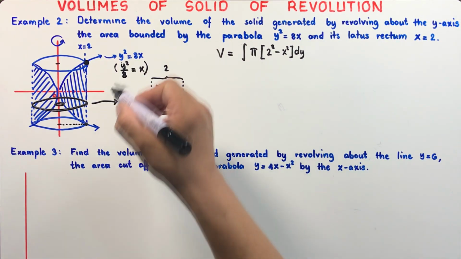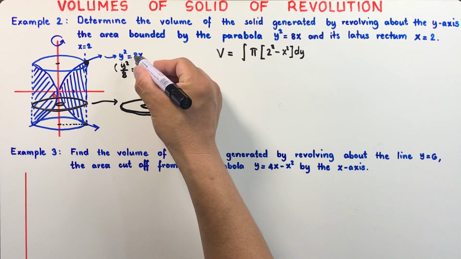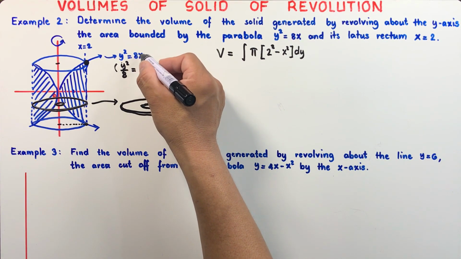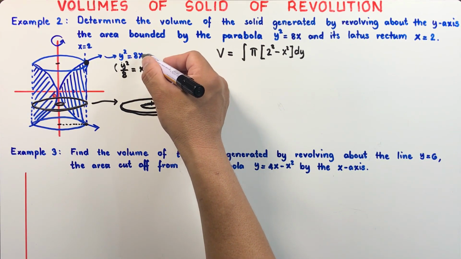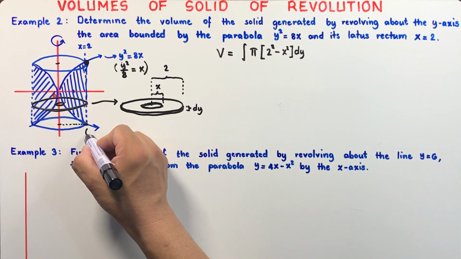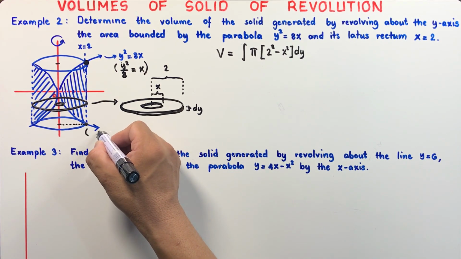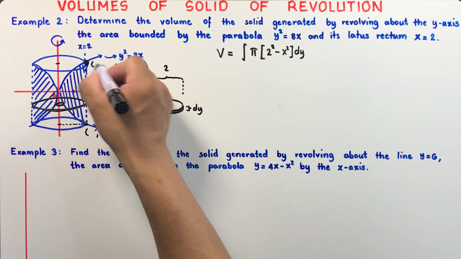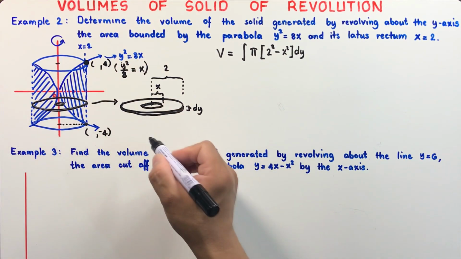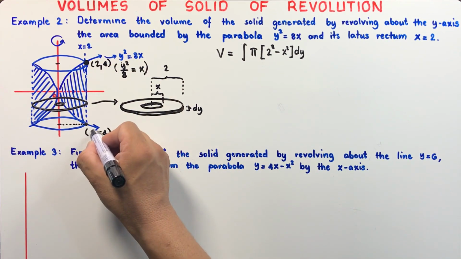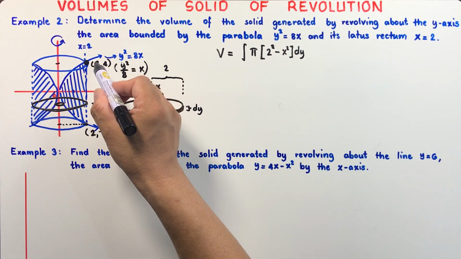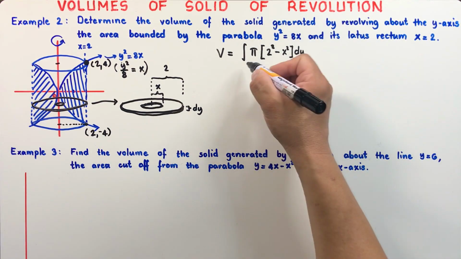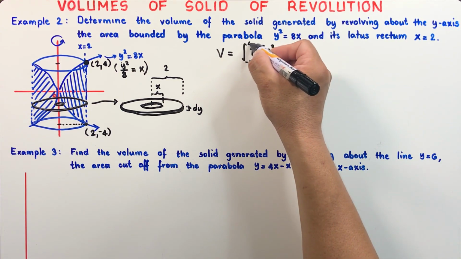But that can be solved because we know that our x is 2. So when your x is 2, 2 times 8 is 16, and the square root of 16 is 4. But because this is a square root, it has 2 roots: the y here, which is negative 4, and the y here, which is 4. So 2 roots when the x is 2. So the 2 points are (2, negative 4) and (2, 4). So this is an integration from negative 4 to 4 here.